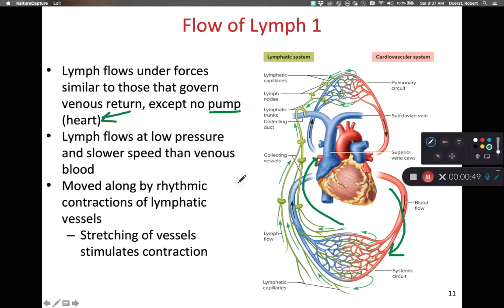So it's going to be similar in the mechanisms of flow, but it's just going to be slower. When I say similar mechanisms, I mean that we're going to have skeletal muscle pumps helping to contract and push the lymphatic fluid through the one-way valve. The stretching of the lymphatic vessels as we move our bodies and activate those skeletal muscle pumps is also going to cause rhythmic contractions of the smooth muscle that makes up the walls of our lymphatic vessels. So lymphatic fluid flows at very low pressure back towards the heart.